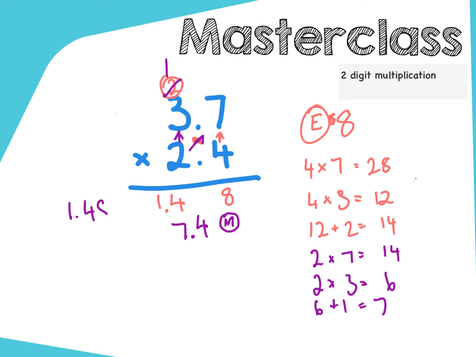$1.48 plus $7.40. Write out quickly if you need to. 8 plus 0 is 8. 4 plus 4 is 8. And 1 plus 7 is 8. $8.88. Look at my estimate. My estimate's not far off. So I know it's $8.88. It's not $88. It's not $888. All right? It's not 0.8888.